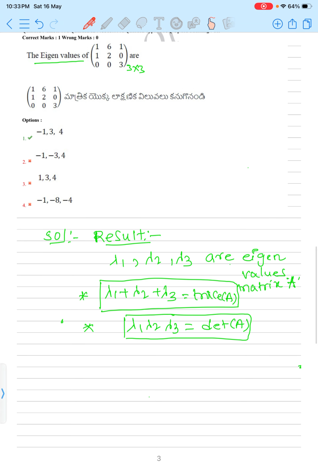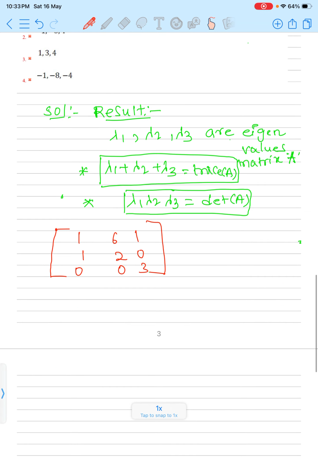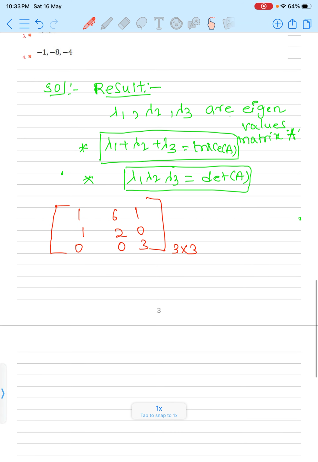Now we will see the possible eigenvalues. The given matrix is a 3 cross 3 matrix: 1 6 1, 1 2 0, 0 0 3. You already know that if it is a 3 cross 3 matrix, there are 3 eigenvalues possible. That's why we consider lambda 1, lambda 2 and lambda 3.